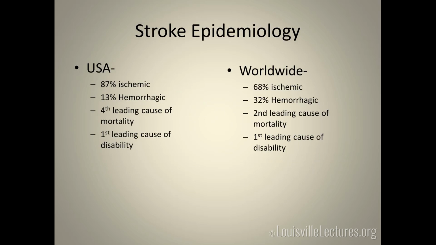The epidemiology, in the US and worldwide: ischemic stroke is much more common than hemorrhagic stroke. Now this hemorrhage only includes any spontaneous intracranial hemorrhage, not traumatic intracranial hemorrhage, which the number can be much higher. In the United States, it's the 4th leading cause of death and 1st leading cause of disability. Similarly, worldwide, it's a pretty high leading cause of death and of course 1st leading cause of disability.